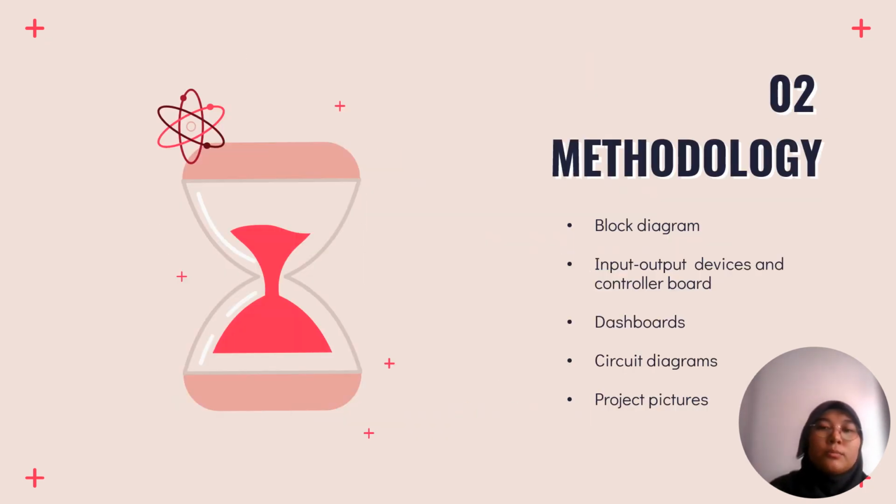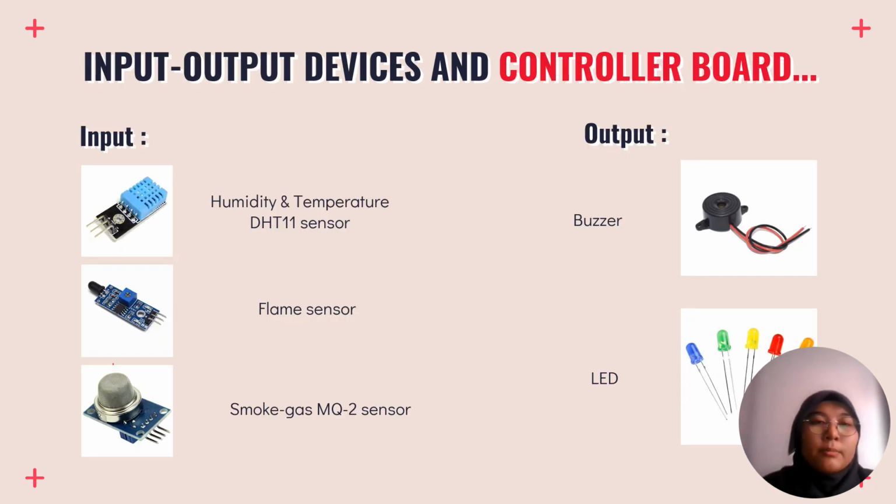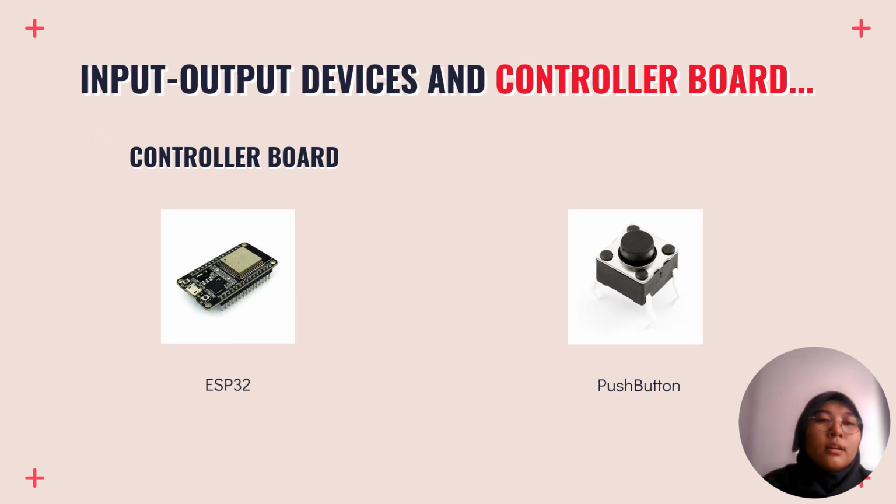For the next one is 02 methodology. There are five contents that I will present next. As you can see, this was the block diagram for the project I am doing. So here were the input, output devices, and controller board. For input, I use three different sensors: humidity and temperature sensor, which is DHT11, flame sensors, and smoke gas MQ2 sensors. The output was buzzer and LED. The controller board was ESP32 and I used one push button.